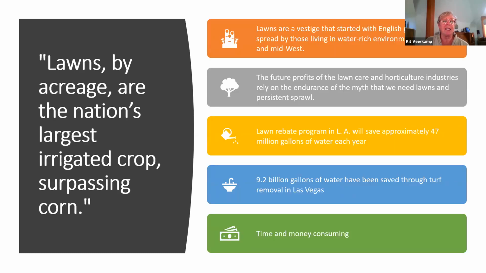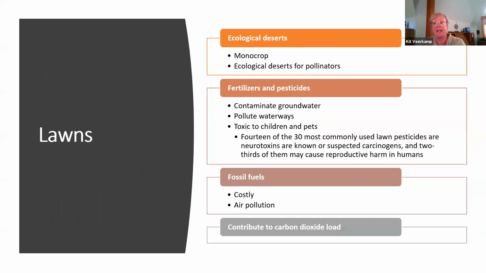So back to the lawns a little bit. By acreage, lawns are the largest irrigated crop, surpassing corn even in the United States. And there are also ecological deserts. We talked about that before. I'm not going to beat that to death. There are ecological deserts with issues: fertilizers, pesticides, and the use of fossil fuels.